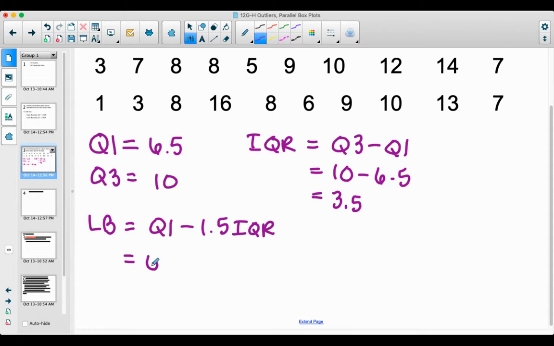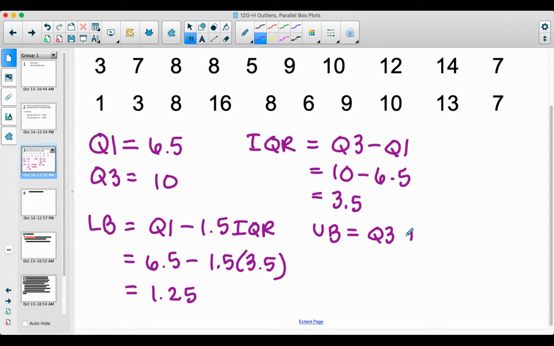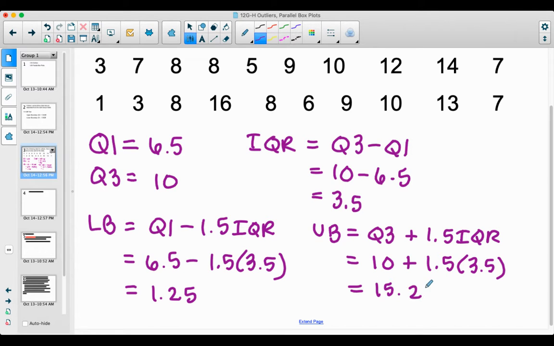So when we plug this in, we have 6.5 minus 1.5 times 3.5. And we end up with 1.25. So there's our lower bound. And then we have our upper bound, and that is Q3 plus 1.5 IQR. So our outliers are going to be either below our Q1 or above our Q3, which is why we have these formulas. So we have 10 plus 1.5 times 3.5, and that gives us 15.25.